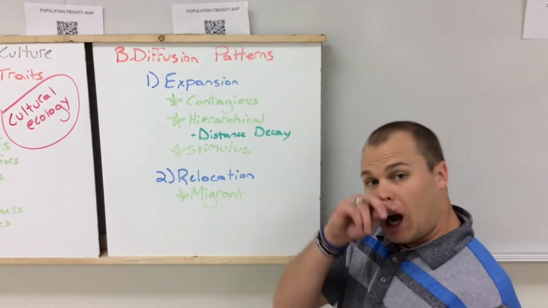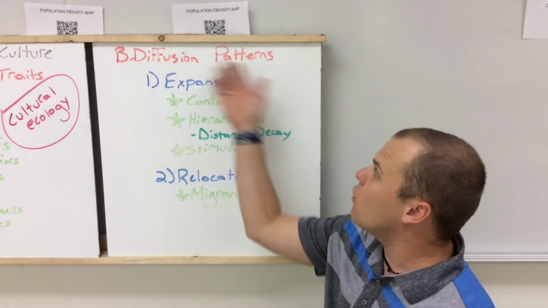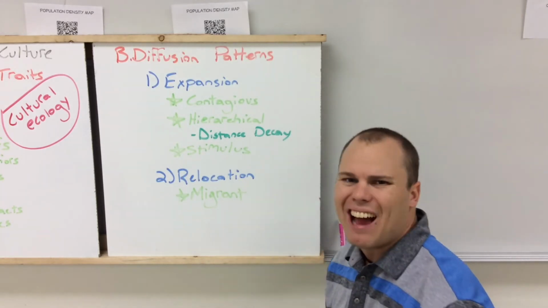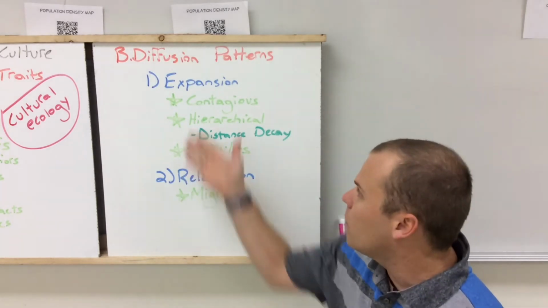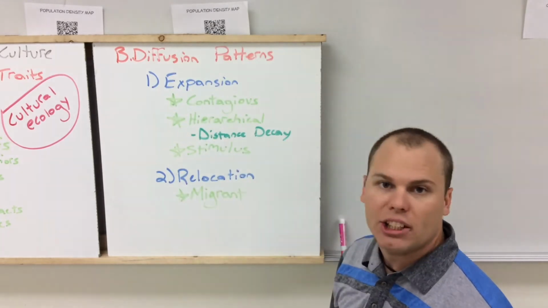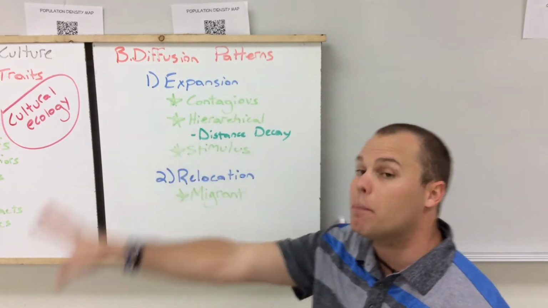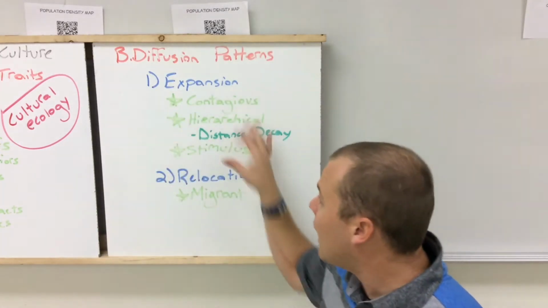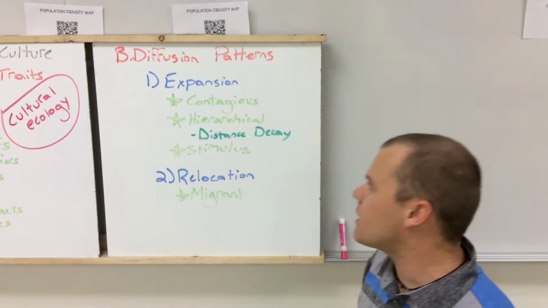The next major concept of culture that we're going to be looking at is diffusion patterns. Now, these are a review from earlier units, but we're going to apply them to culture, and I don't want you to forget about them. There's expansion diffusion and relocation diffusion. Expansion diffusion is talking about when the culture diffuses or spreads, and how it spreads and expands. That's what we're looking for in this type of diffusion.